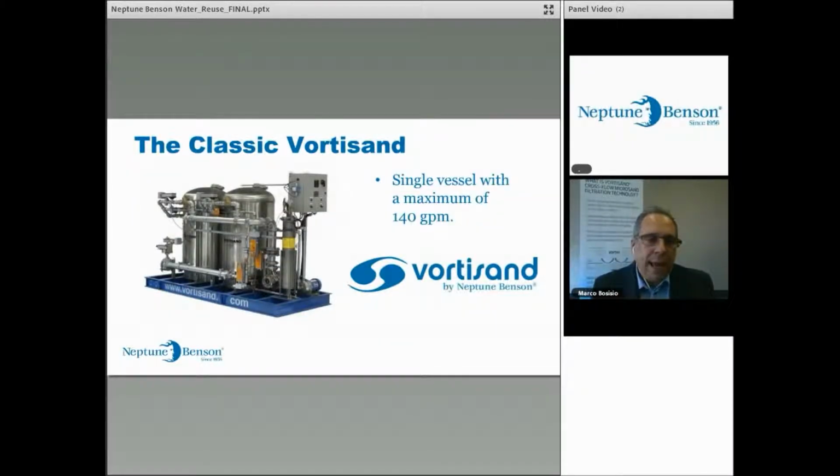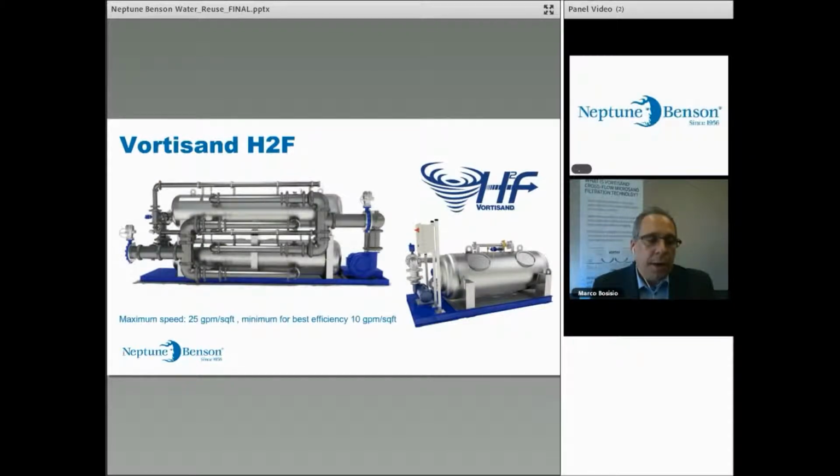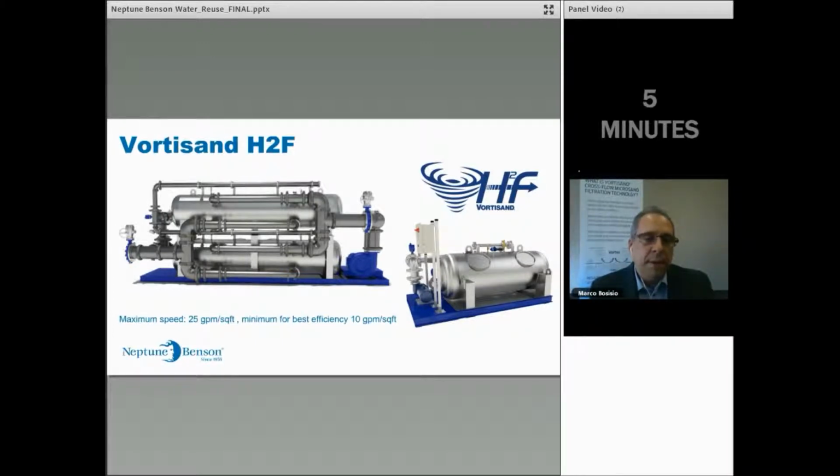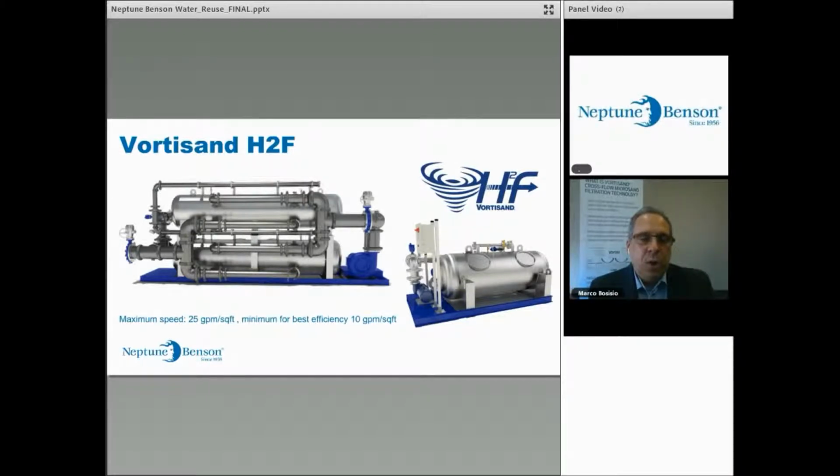There are different types. We have small vertical units up to 140 GPM per single vessel. We can, of course, design different systems, or many different models within a single vessel. There's also the H2F, which has been designed for 300 GPM on a single vessel up to 1200 GPM, and it can also be stacked one above the other, simply because even at 300 GPM, 600, or 1200 GPM, the unit is still 36 inches in diameter.